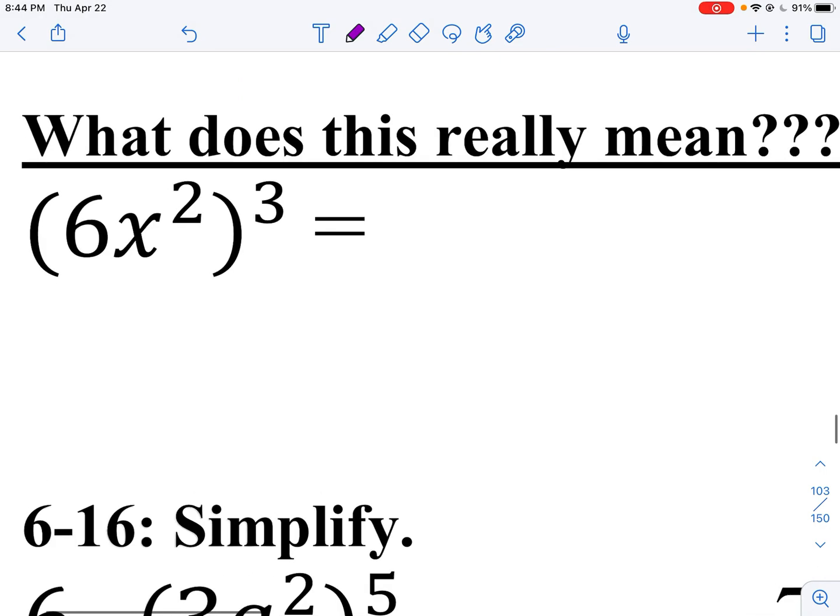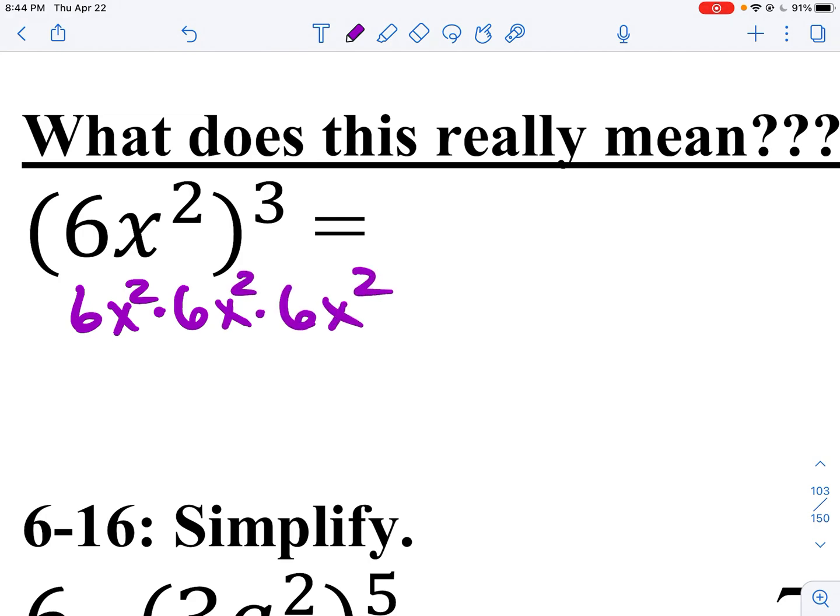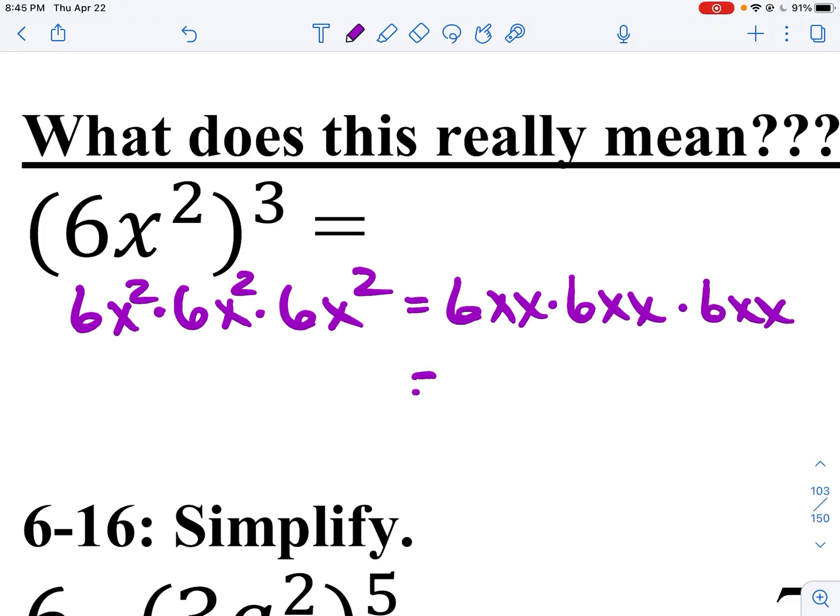On this one, what does this mean? It means 6x squared written 3 times. So this is the same thing as 6xx, 6xx, and 6xx. So that would get me 6 to the 3rd because there are 3 6's. And that would get me 2, 4, 6 x's.